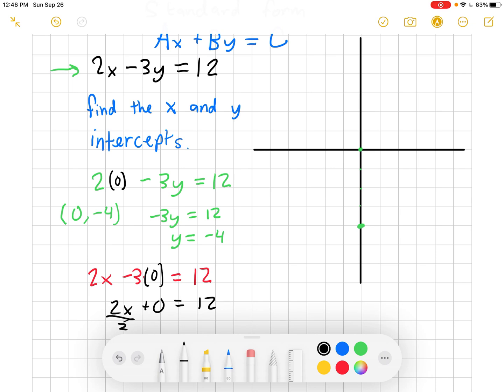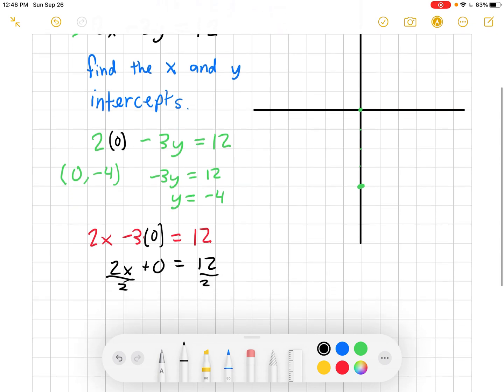Divide each side by 2. That will give us x is equal to 6. So when y is 0, x is 6.